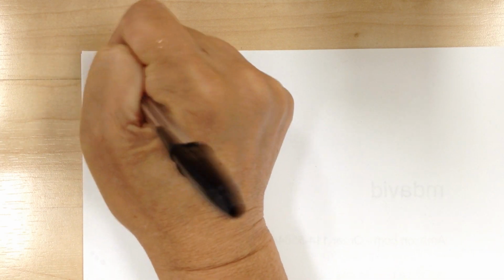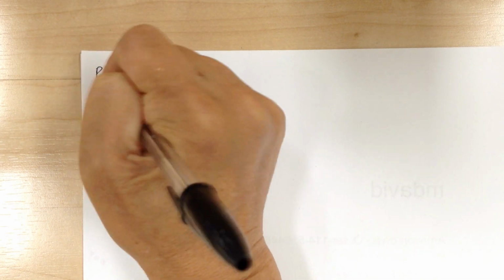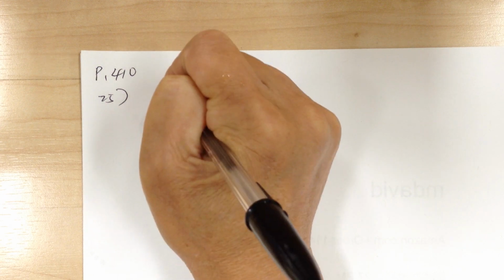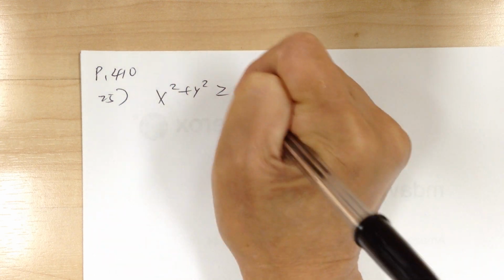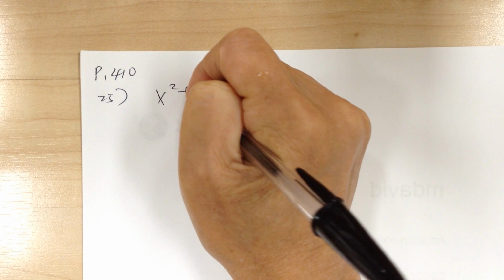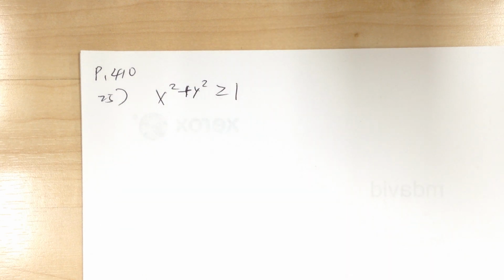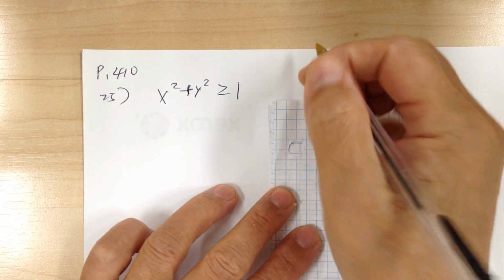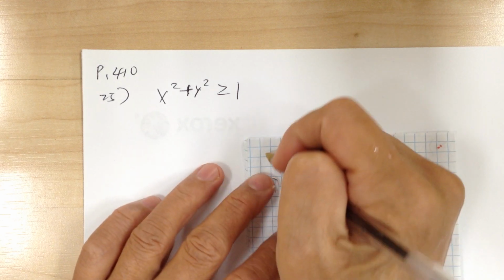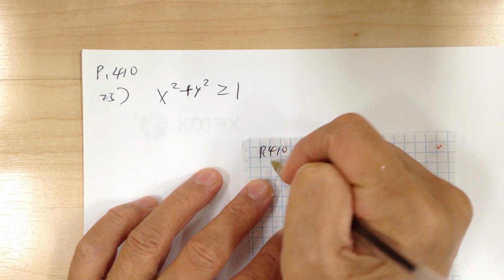Let's go to page 410 and number 25. You have x squared plus y squared is greater than or equal to 1. So from here, this is the equation of the circle. Okay, so let's go ahead and sketch it out.